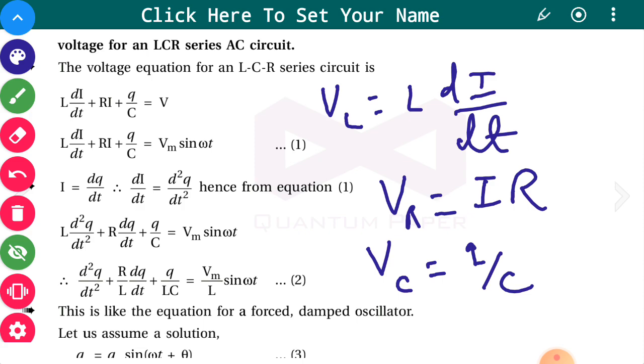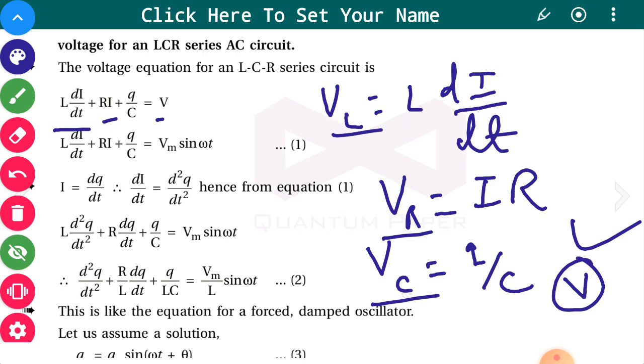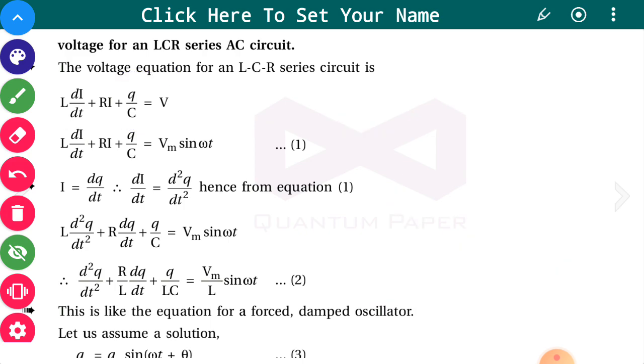So if total voltage applied is V, then it is divided into three parts, VL, VR and VC, and if you add them, then total voltage V you will get. So V is equal to VL plus VR plus VC. So total voltage V is equal to L di by dt plus IR plus Q upon C. This is very clear. Voltage is divided, Kirchhoff's rule also we can say.